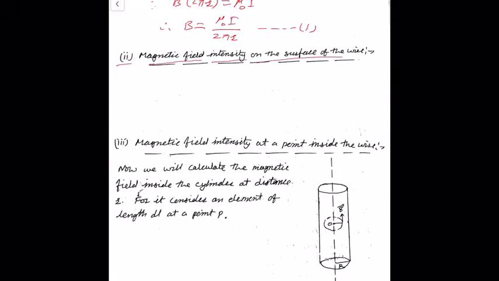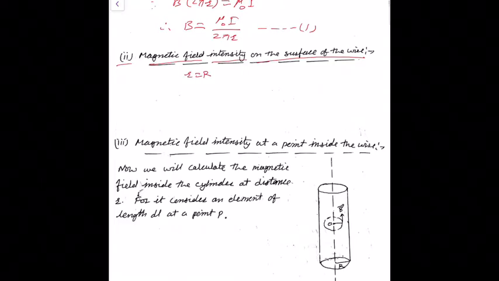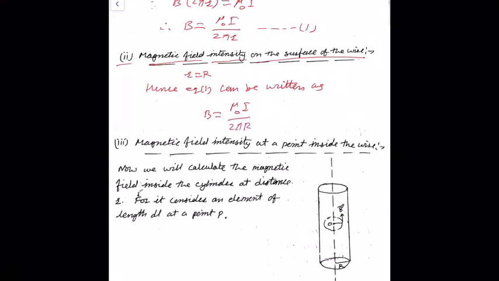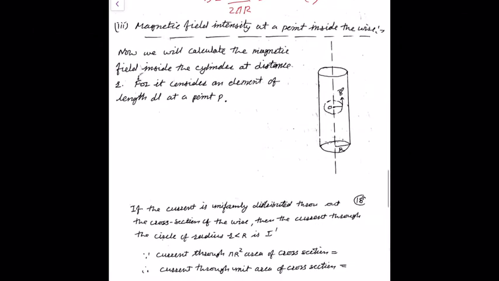Second, magnetic field intensity on the surface of the wire. In this case, small r is equal to capital R. Here capital R is the radius of the wire, hence equation first can be written as B is equal to mu naught I upon 2 pi R. It is equation second.